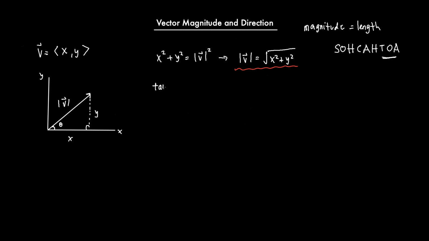So tangent of theta, which is the angle we want to find, is equal to opposite over adjacent. And opposite in this case would be the y component of the vector, and adjacent in this case would be the x component of the vector. By solving for theta, we get theta is equal to inverse tangent, or arctangent, y over x. And this is the second important formula we need to remember.